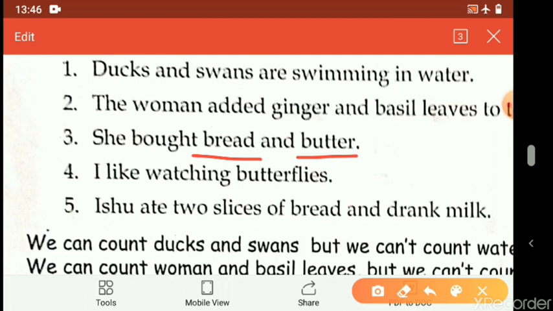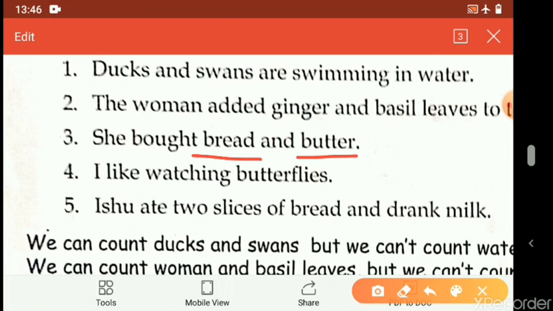So keep in mind, students, slice of bread can be counted, loaf of bread can be counted, but bread cannot be counted. So bread is uncountable. Slice of bread and loaves of bread can be counted. So they are countable now.